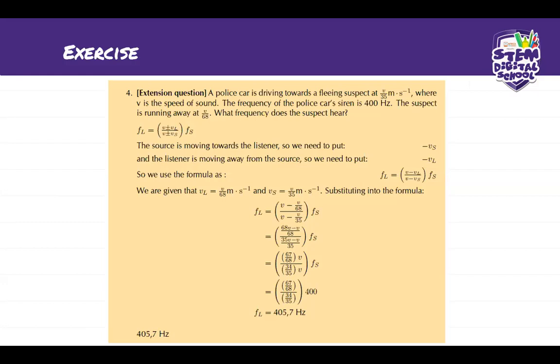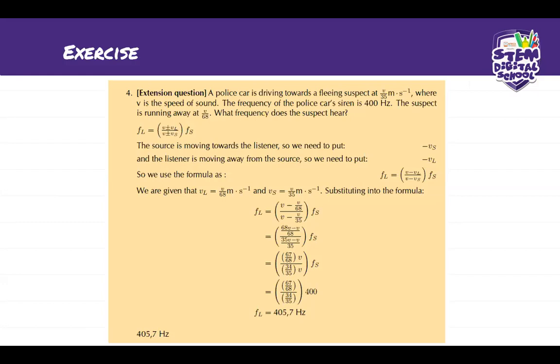Okay, so we know the police car has been, guys. So that's why they used an example of a police car. So the police car is forever making sound. So it's driving towards a fleeing suspect. So in this case, both the source and the observer or listener are moving, right? Because the suspect is running and the police car is also driving fast. So they both have velocities in this case. So here we will not have a zero value for any velocity because they are both on the move, right? So where the v is the speed of sound.